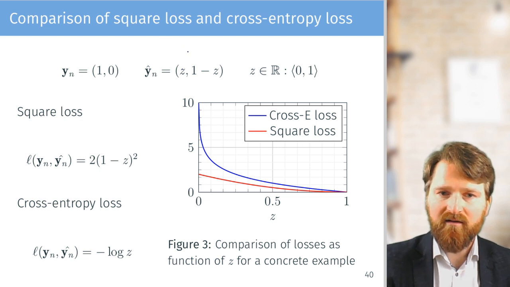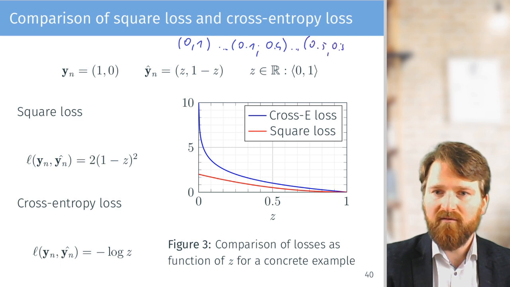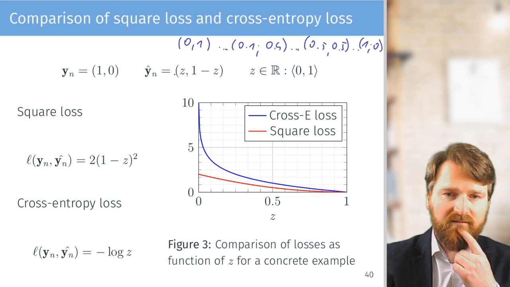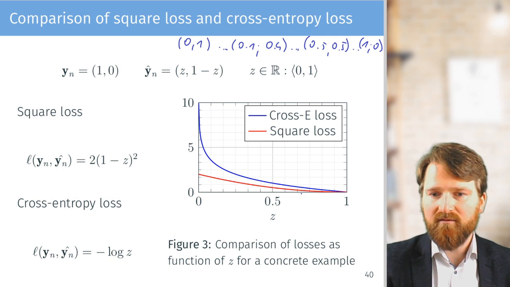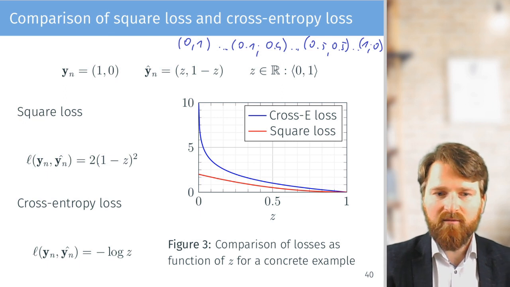So we take z from 0 to 1. It would be maybe (0, 1), and then (0.1, 0.9) or (0.5, 0.5), and up to (1, 0). So we're taking z from 1 to 0, and these will be different ŷs. If we put it into square loss, there's a function. If you do some algebra around it, you will get this function. And it looks like that.